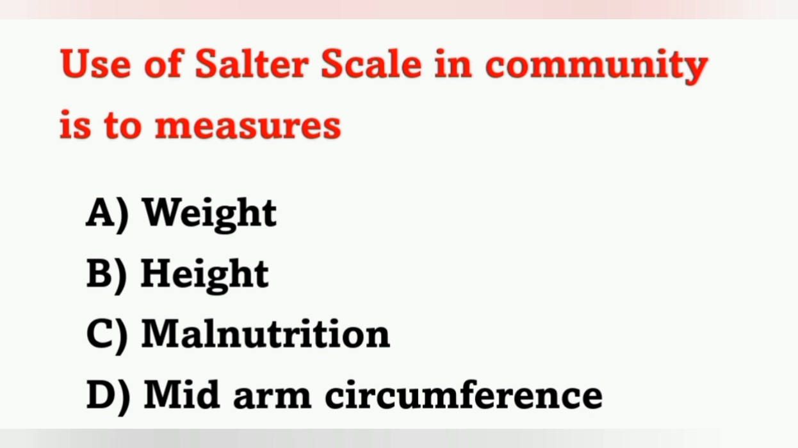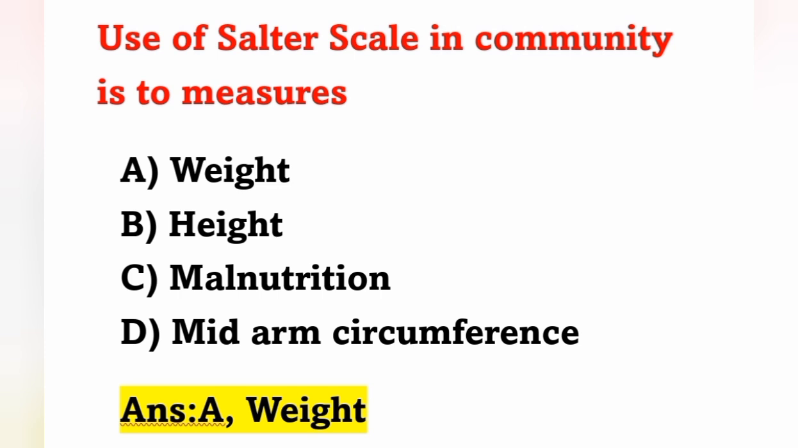Salter scale in community is used to measure? Option A weight, option B height, option C malnutrition, option D mid-arm circumference. Salter scale in community is used to measure weight. Option A is the correct answer.